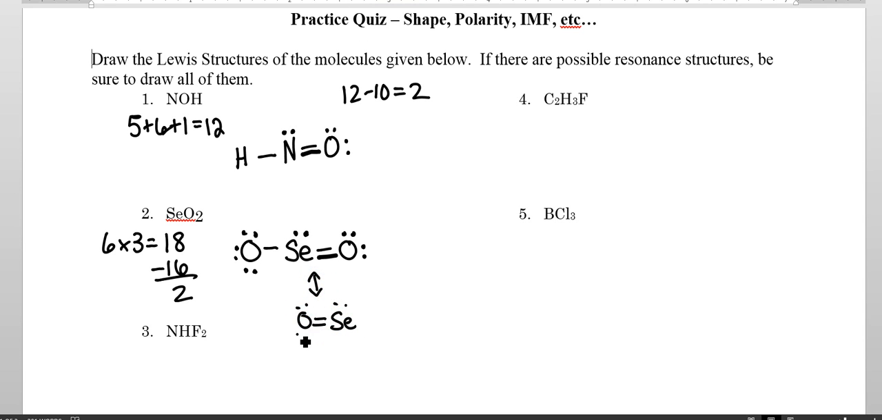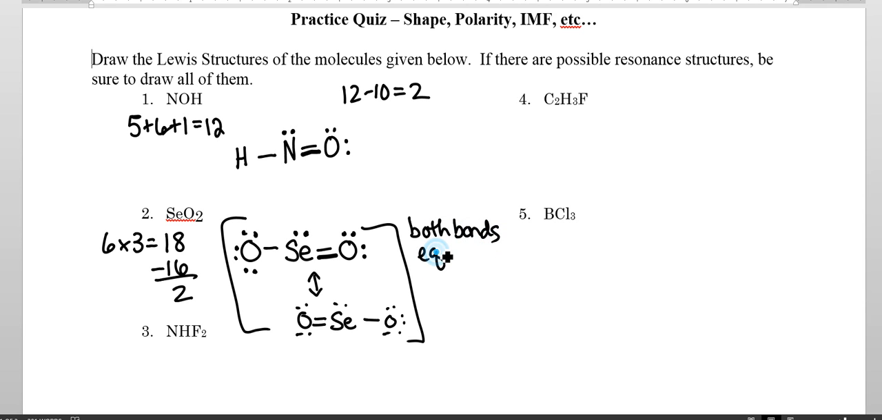on the left. And this is important because the true structure of selenium dioxide is somewhere in between these 2 realities. So both bonds are going to be equal in length, and they are going to behave as if they are 1.5 bonds. So if you look at the bond length, bond energy, it's going to be somewhere in between a single bond and a double bond.